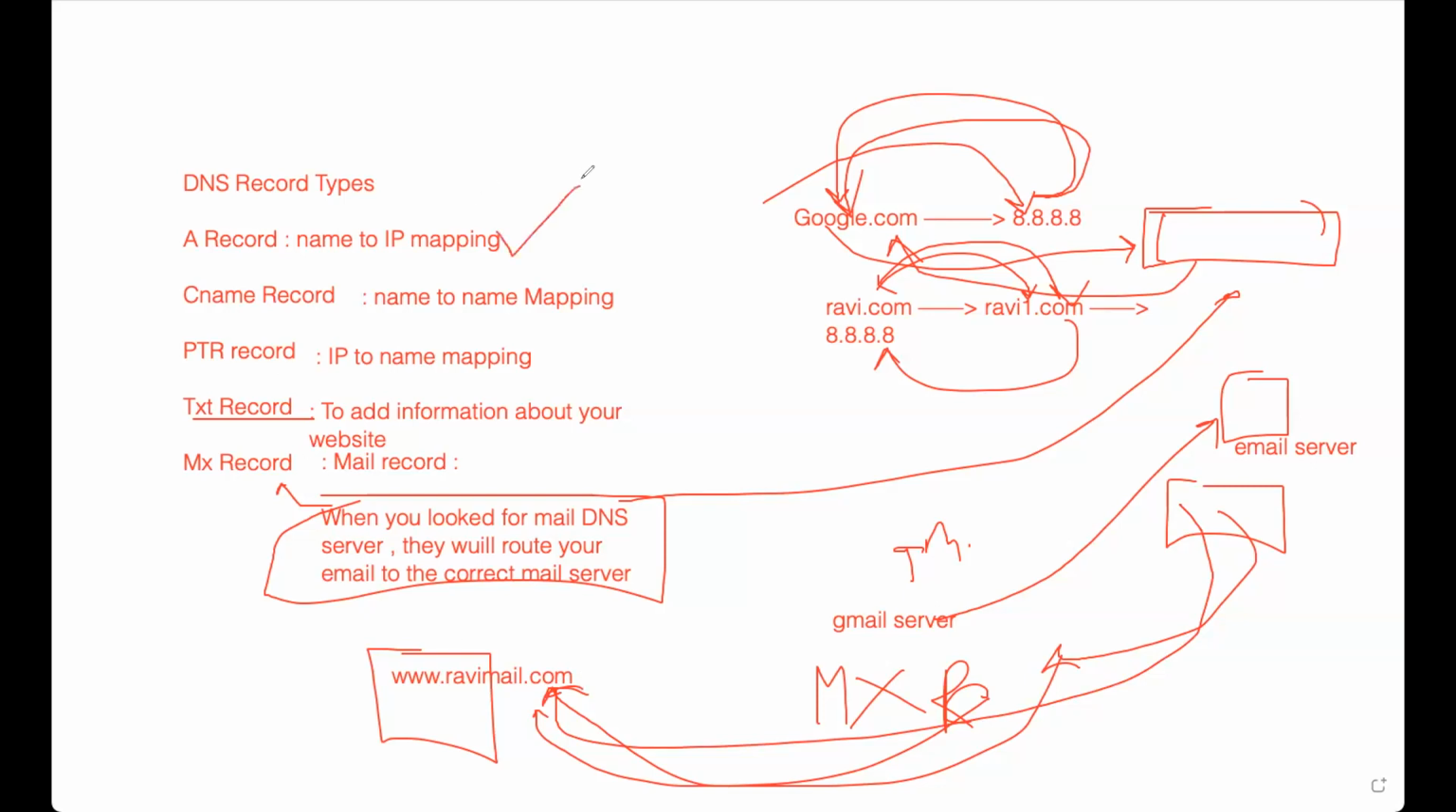So again, name to IP mapping is A record, name to name mapping is CNAME, IP to name is PTR, adding information is TXT. MX record is a mail record so that the mails can also be reached correctly to your email address with the DNS resolution in the mail entry. Okay, any questions there?